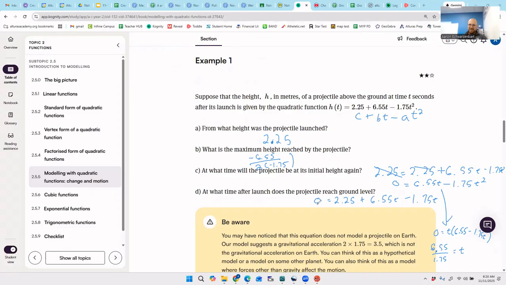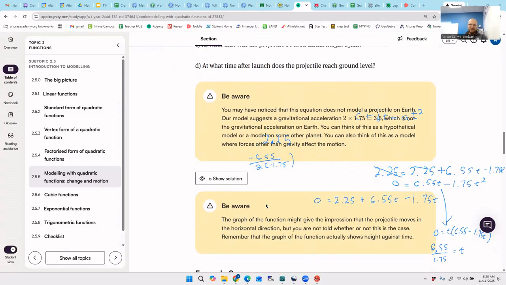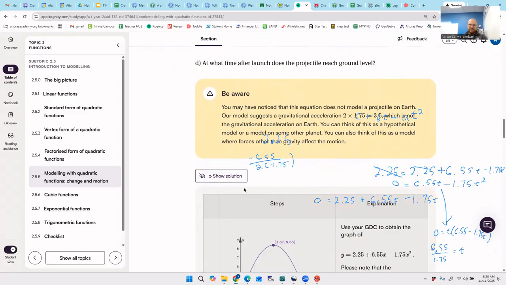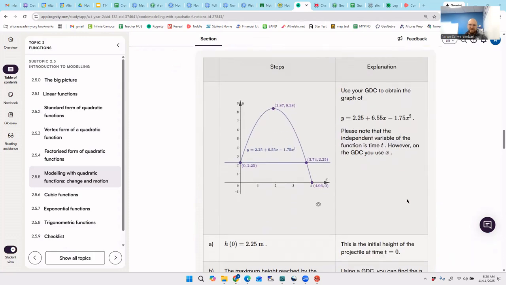And what time does it reach ground level? You're just using the zero, and we can use the quadratic formula. Or we can just solve all of this by graphing. Honestly, with the graphing calculator, I would probably just solve all of it by graphing because I think it would have been quicker. Make one graph. So here's how they did it: a line at 2.25, found that intersection, found the zero here, found the maximum. And one graph could be used for all of those.